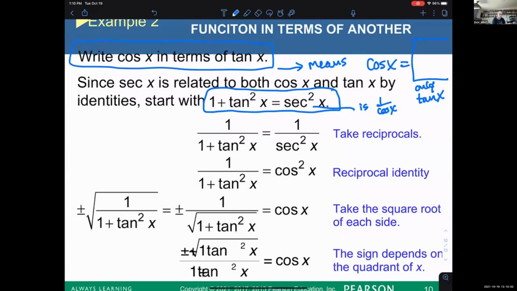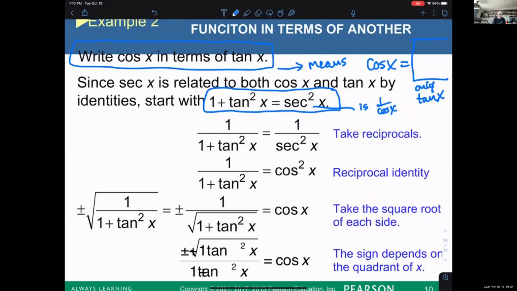If the goal is to write cosine x in terms of tan x, that means that you want to get cosine x equals something with tan x in it. And that means you want to have an equation that has cosine and tan where you can then isolate the cosine in that equation. Since we have an equation already with tan and secant, and secant is the flip of cosine, that's how we get those two in the same equation. That's the idea.